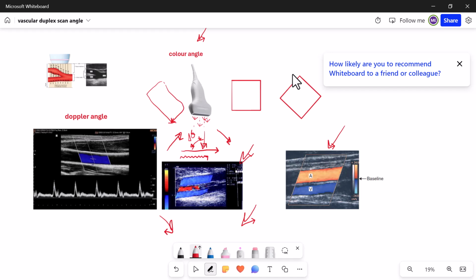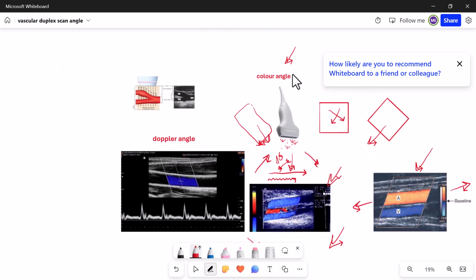Then RBCs going away from the probe will be blue color, and going towards the probe will be red color. So don't use this kind of color window when you are doing vascular duplex scan. You must have an oblique view, either right or left. So the RBCs will be directed towards the probe or away from the probe.